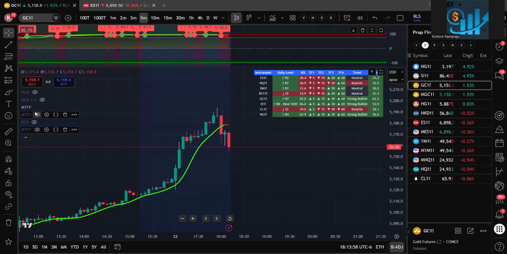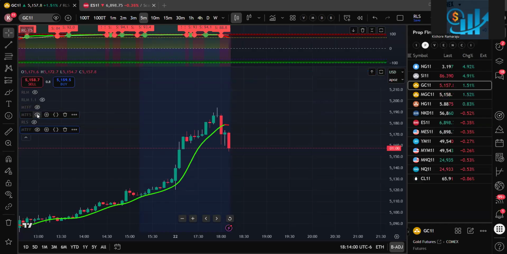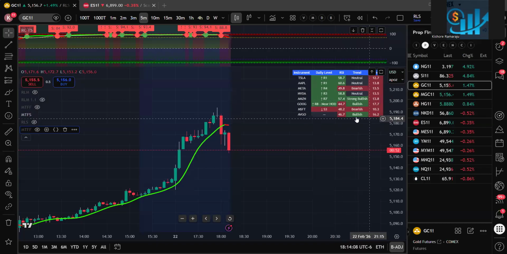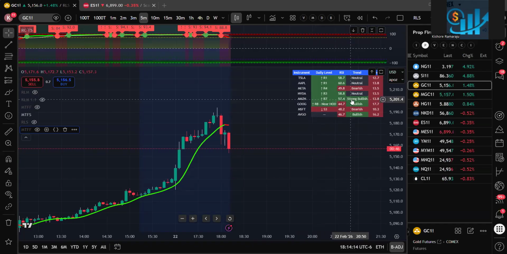For example, tomorrow you want to trade stocks in the morning. So always open the stocks and you see, okay, Amazon is looking strong bullish or AVGO is bullish. So mainly you will focus only on the calls or bull puts on Amazon or Google or AVGO. If something is neutral, you can avoid them. If something is strong bearish, you can mainly buy the puts for them whenever you get a sell signal.